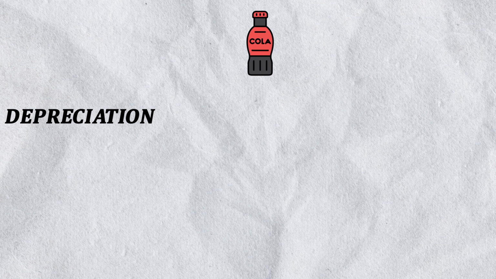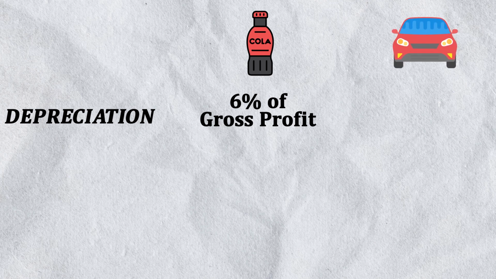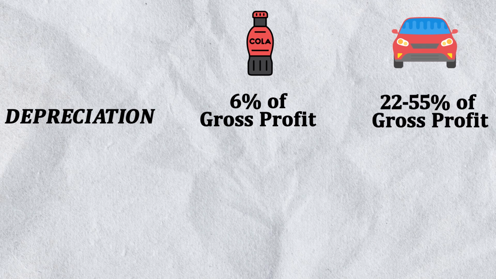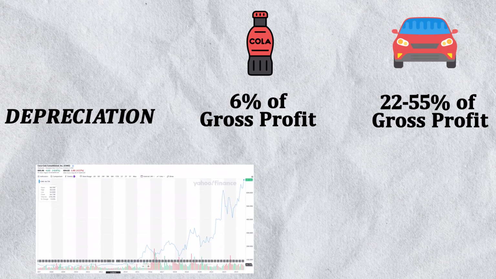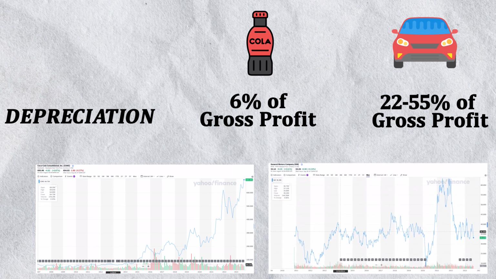Let's take the example of Coca-Cola for understanding. Coca-Cola's depreciation expense has usually remained around 6% of its gross profits. In contrast to that, General Motors, which operated in a fiercely competitive industry, had depreciation expenses of 22 to 55% of its gross profits. Coca-Cola has been a massive wealth creator, while General Motors has created absolutely no wealth since 2010. If an expense eats up that much of the gross profit, it's not an investment-worthy company, at least for me.